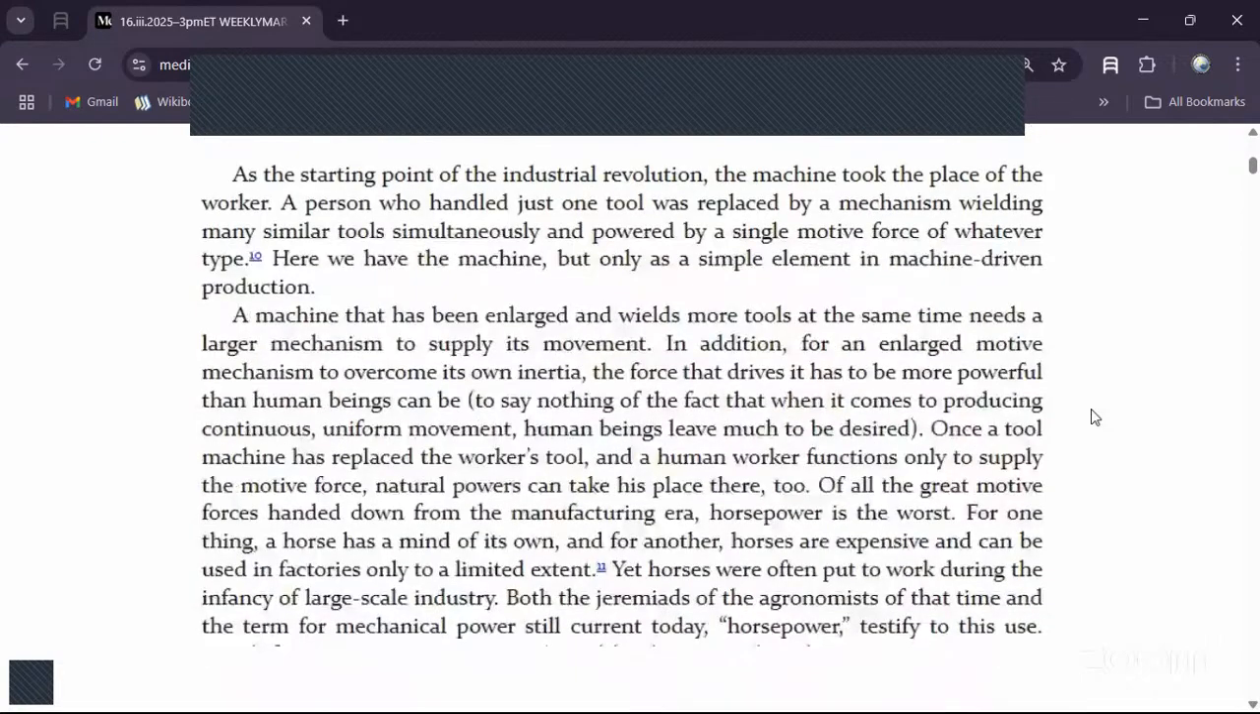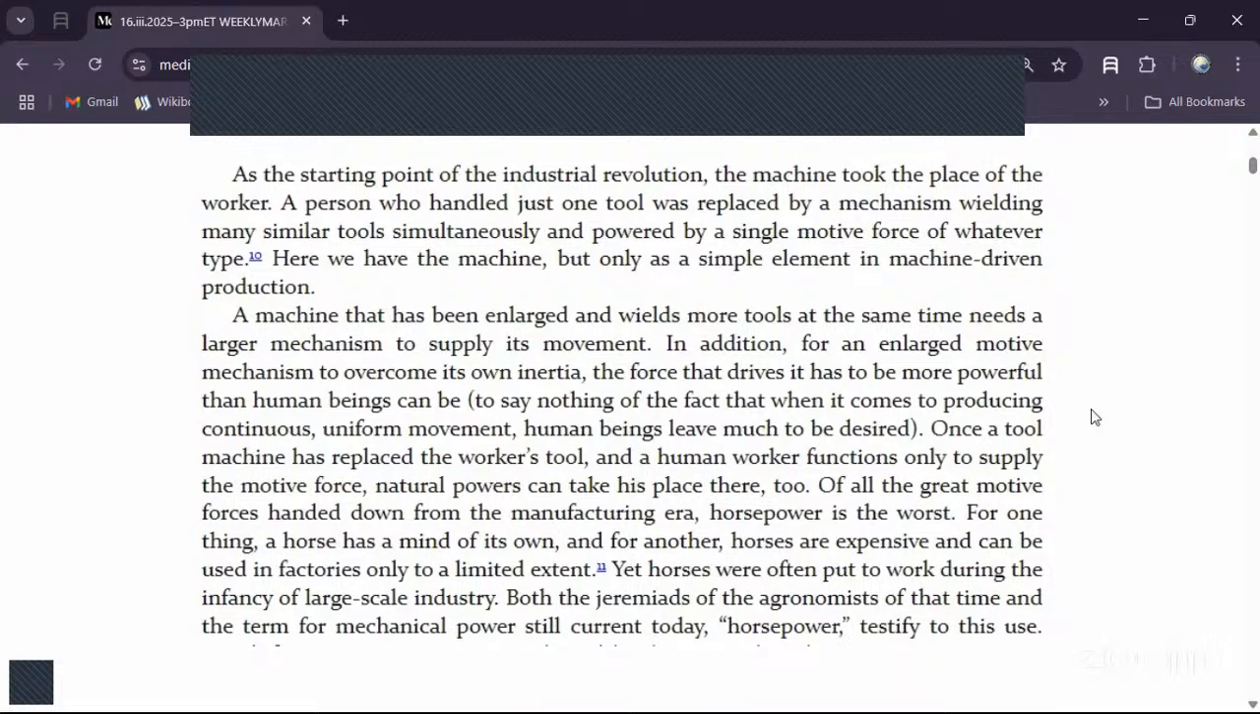As the starting point of the Industrial Revolution, the machine took the place of the worker. A person who handled just one tool was replaced by a mechanism wielding many similar tools simultaneously and powered by a single motive force of whatever type. Here we have the machine, but only as a simple element in machine-driven production. A machine that has been enlarged and wields more tools at the same time needs a larger mechanism to supply its movement. In addition, for an enlarged motive mechanism to overcome its own inertia, the force that drives it has to be more powerful than human beings can be.